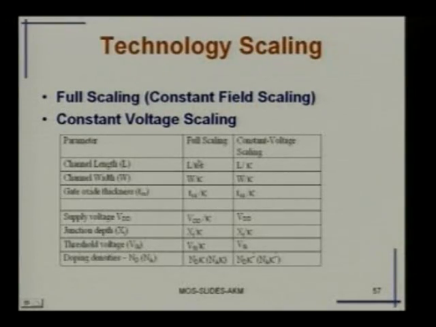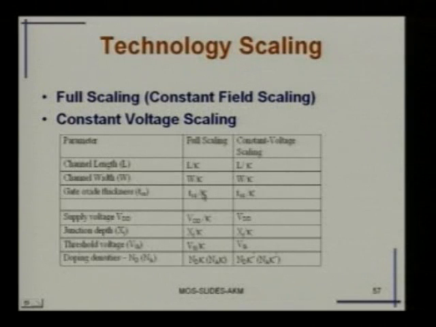Whereas, if I do the full scaling, meaning I reduce the voltage also proportionately, I reduce the size, reduce the voltage, and this is what is called full scaling. So, when the channel length is reduced from L to L by K, the width also reduces from W to W by K, and the oxide thickness is also reduced by K. K is a scaling factor. And the supply voltage is also reduced by K, as you can see. Then the junction depths also get reduced.